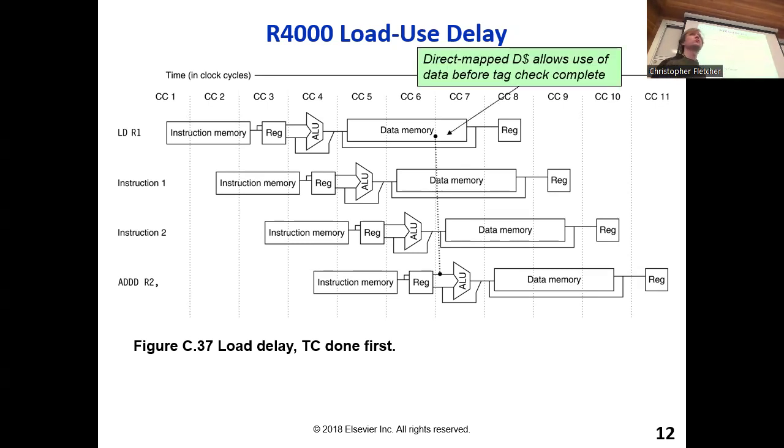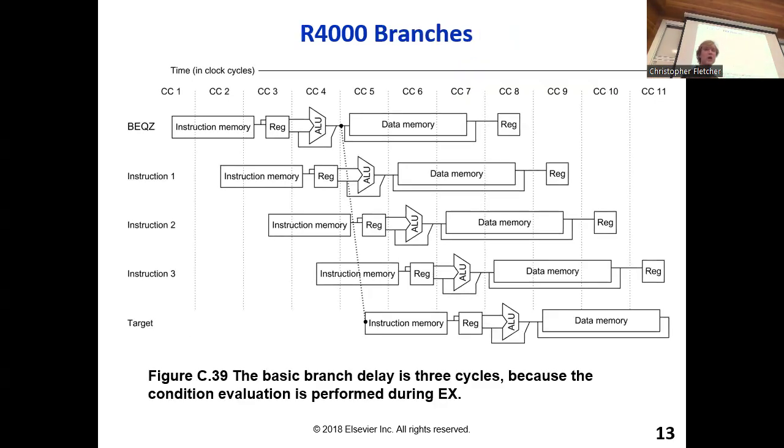And same idea as before, direct mapped D-cache. This was great. You could get your data out a cycle earlier. You could speculate, and if your tag was mismatched, you'd flush the pipeline. Again, a nifty form of speculation.